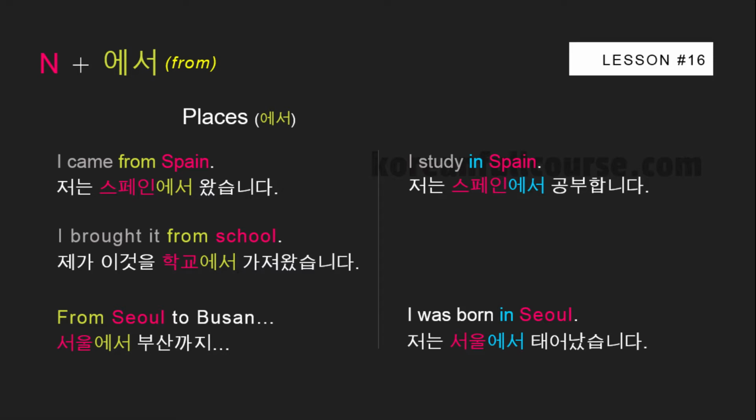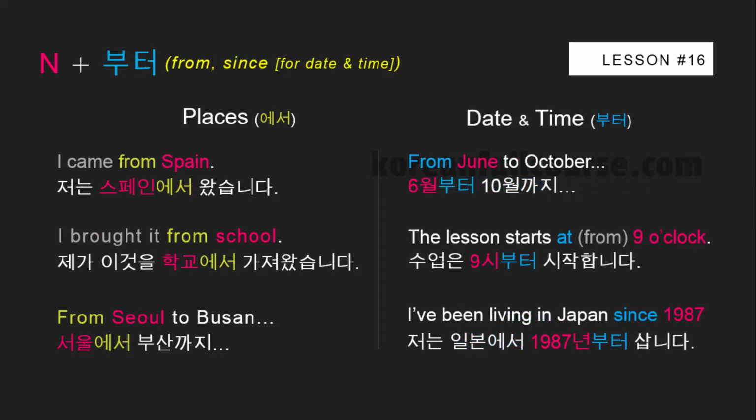Okay, now let's find out what type of prepositions you can use to express the same thing about time and dates. You need to use the preposition 부터. From June to October, 6월부터 10월까지. The lesson starts at 9 o'clock. From a certain point of time. 수업은 9시부터 시작합니다.